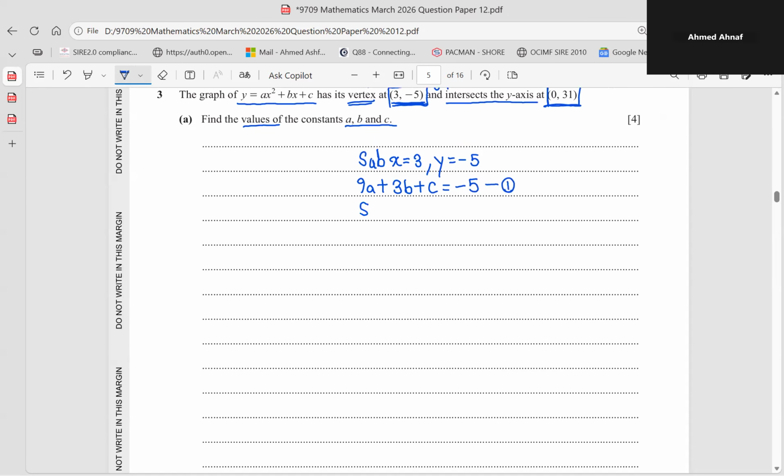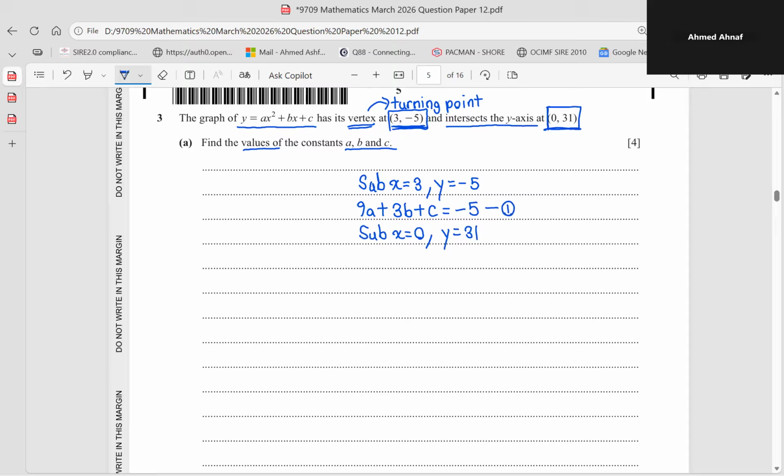And we're going to do the same for the second set. So we're going to substitute x equals 0 and y equals 31. So this is probably the easiest. You just substitute x equals 0, your a and b would be gone, and you'll just be left with c. c is equal to 31. So this is equation 2. So we found the value of c.